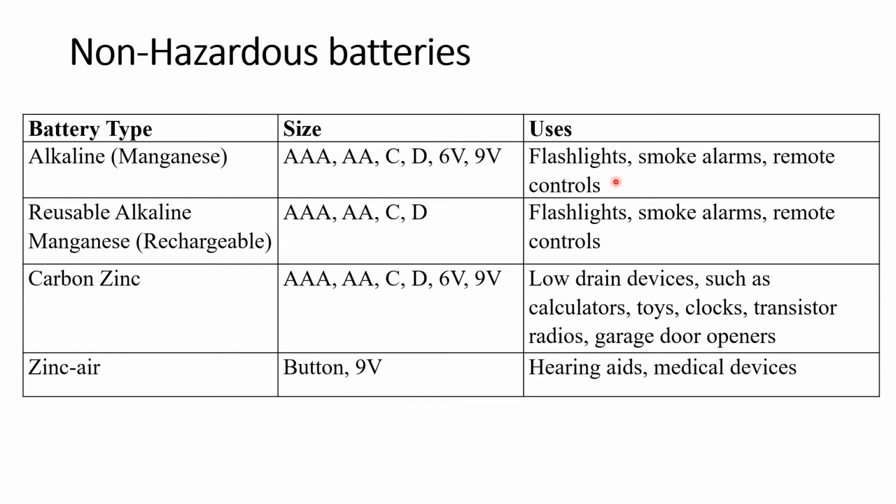Commonly they are used for small equipment, such as flashlights, smoke alarms, and remote controls. Carbon zinc batteries come in similar sizes, and are used for low drain devices such as calculators, toys, and garage door openers. They come under almost the same sizes, but there are different types of batteries, and according to their types, they have different shelf lives or longevity. Zinc air is a button cell, and this is a very different one. Hearing aids or medical devices commonly use this battery. This is more secure, and also a very common, very small battery.